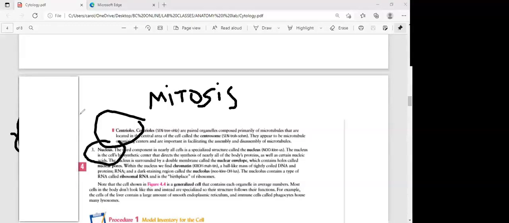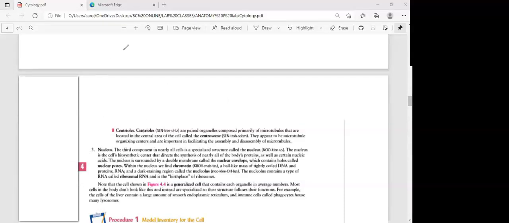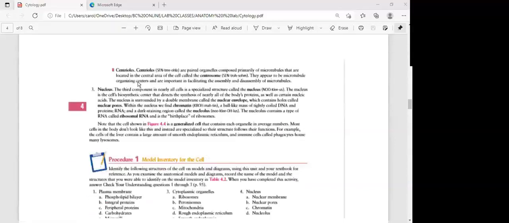Now, what's the nucleus? Well, the nucleus is where the DNA is located. What is the DNA? It's the genetic material that was given to you by your dad and by your mom. Everything that you are is in your genetic material, in your DNA, that is found in your nucleus.